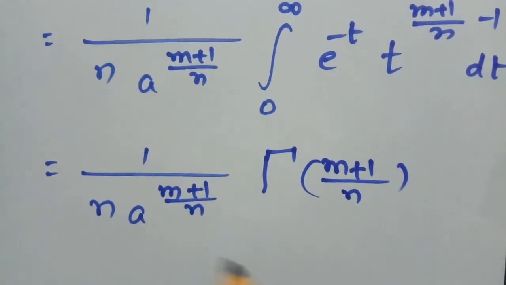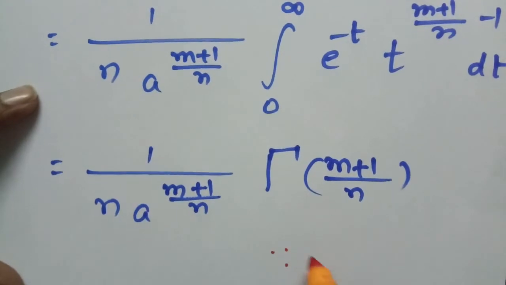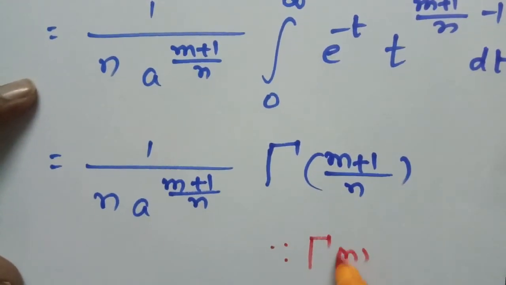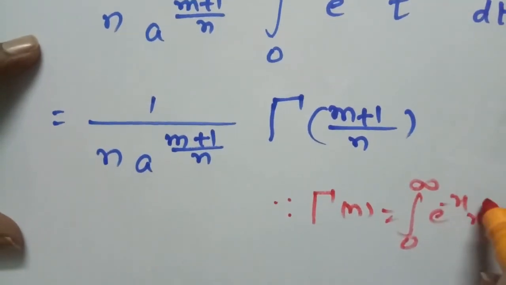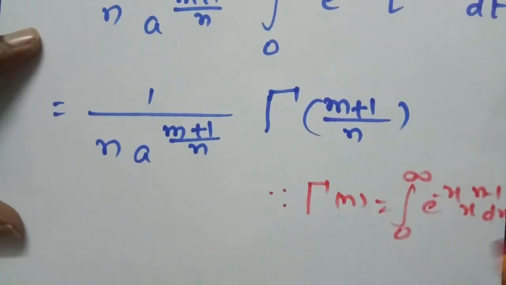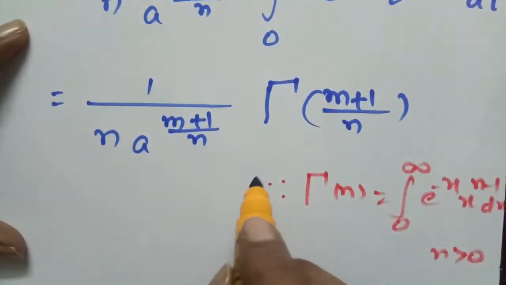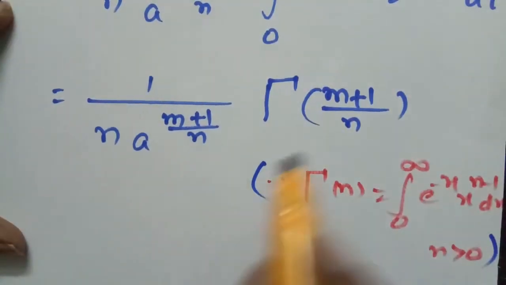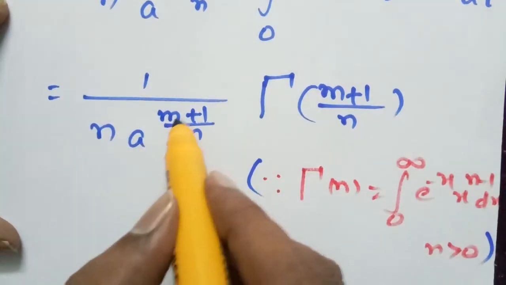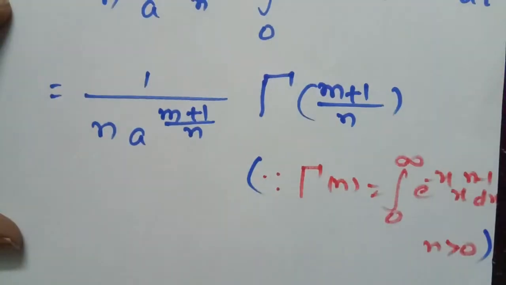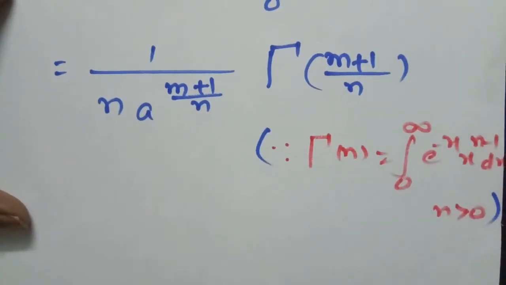By the definition, gamma n is equal to integral 0 to infinity e power minus x, x power n minus 1 dx for n greater than 0. This is our basic formula. Therefore, by this we get 1 by n into a power m plus 1 by n into gamma m plus 1 by n. This is the required answer for our given integration.